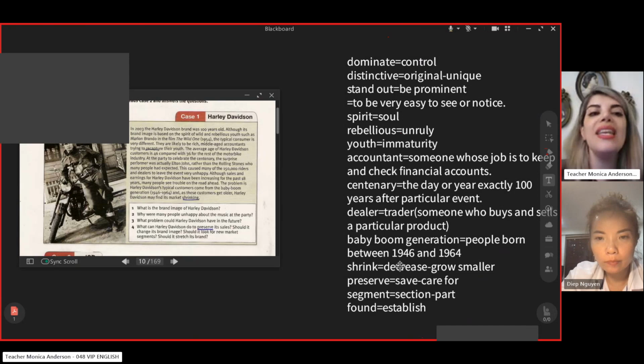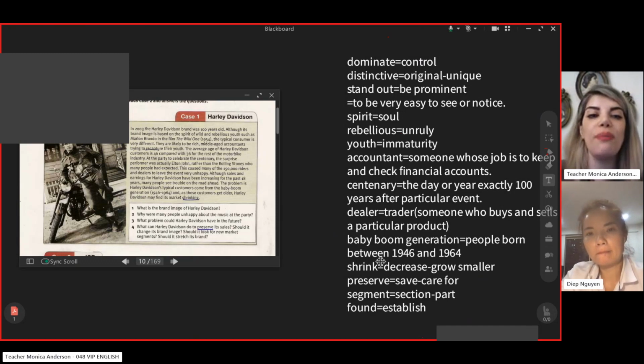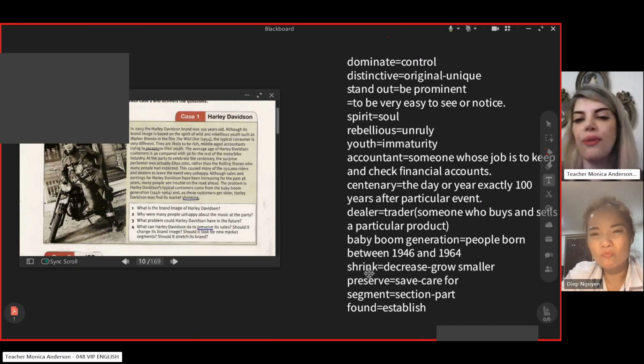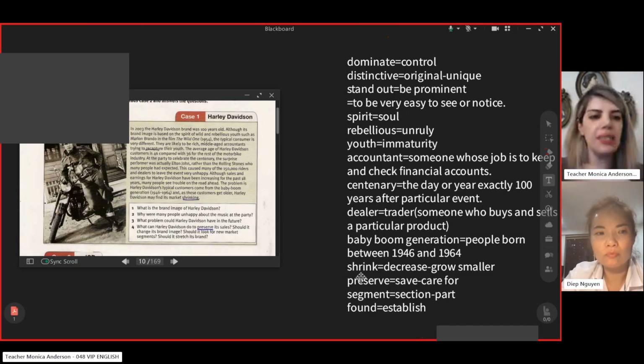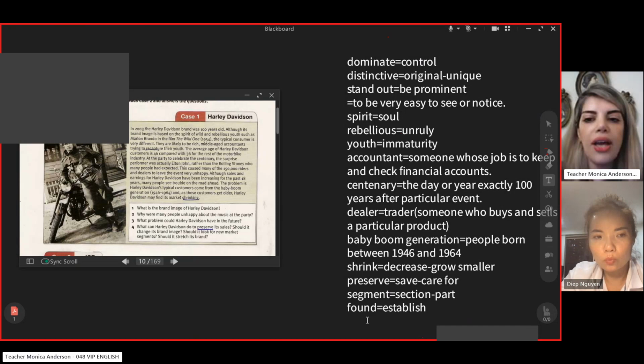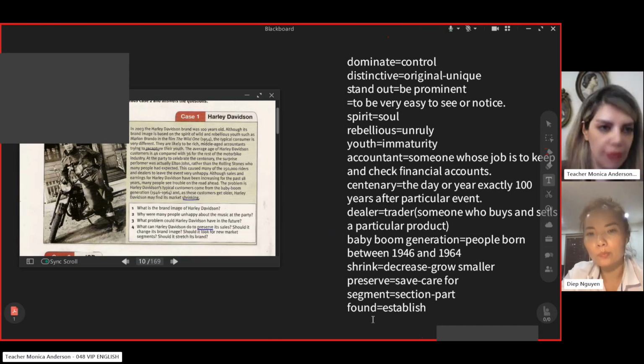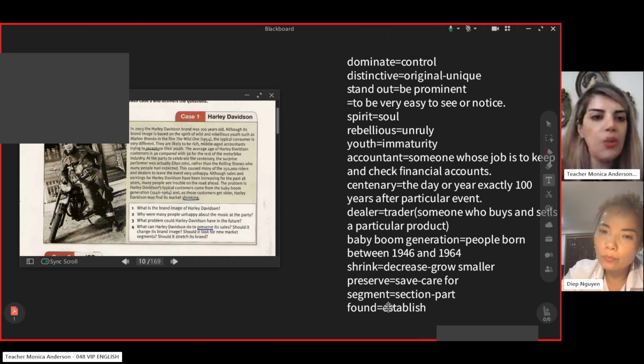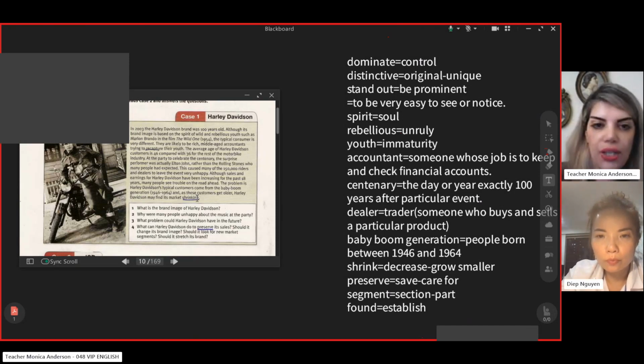Baby boom generation: people born between 1946 and 1964 are from the baby boom generation. Shrink means decrease, grow smaller. Preserve means save or care for. Segment means section or part, and found means establish. Okay, so these are the words that you need to know because you're going to read the text.